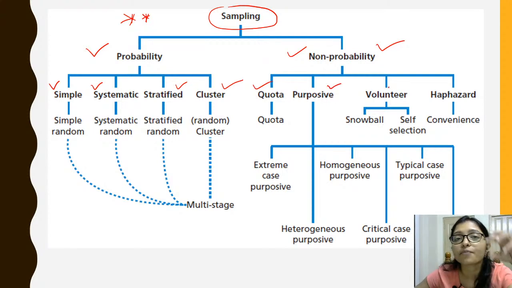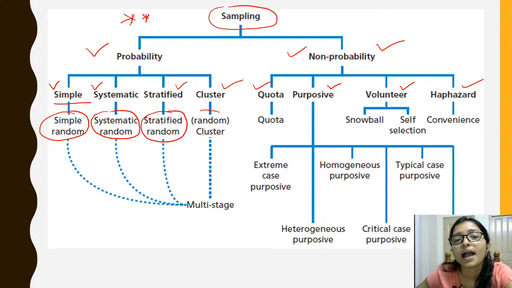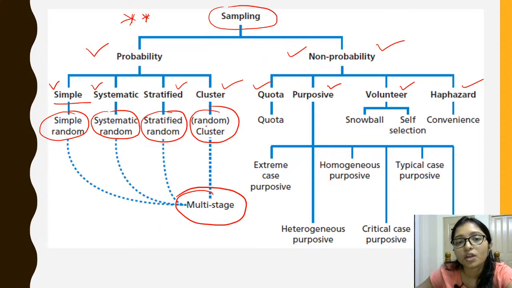Purposive sampling means purposefully you are doing something, that is purposive. And volunteer and haphazard means there is no probability of selecting, haphazardly you are taking, randomly you are taking, right, that is random, clear. So, here in the simple there can be simple random, there can be systematic random, there is stratified random and random cluster. Here all are the multi-stages. Sometimes they are asking what is multi-stage, so all are the multi-stages also.